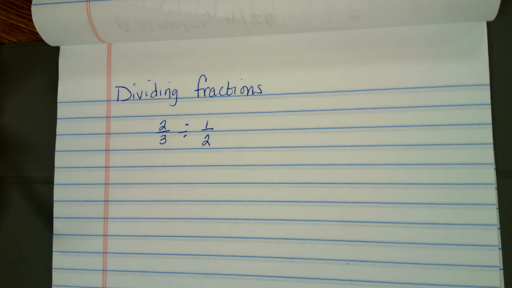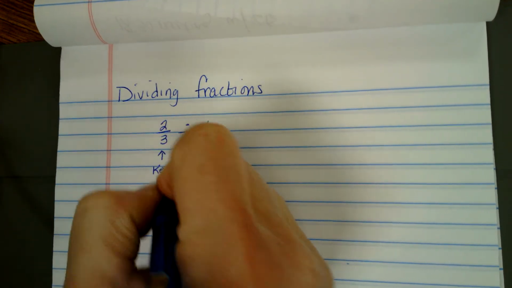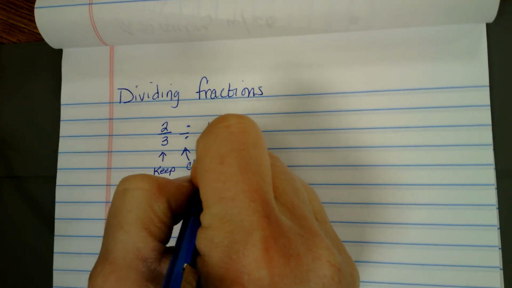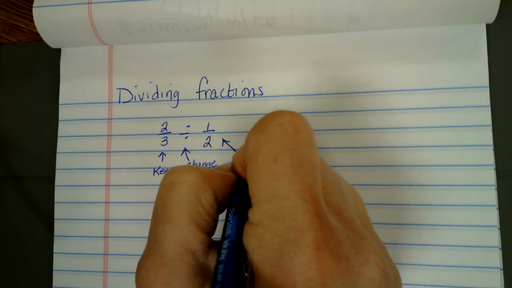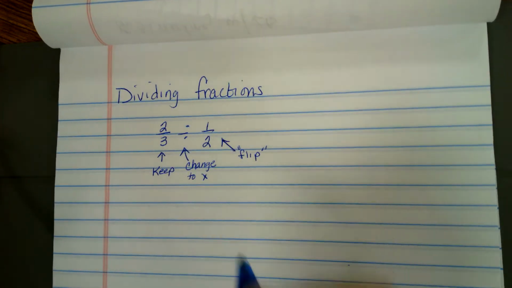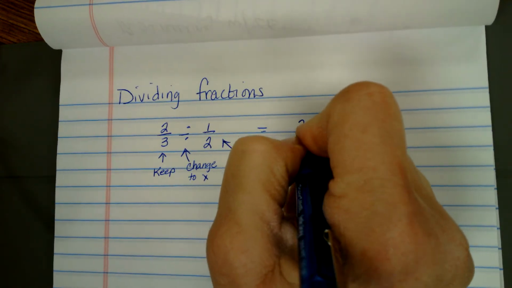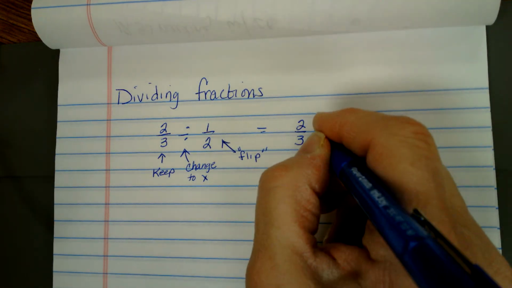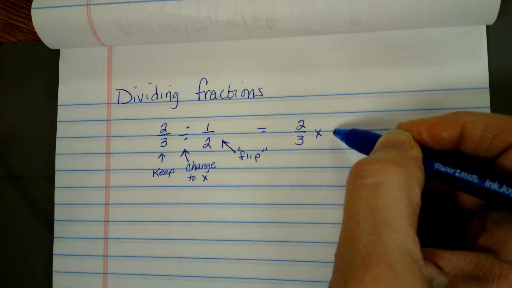What you do is you keep this one, don't change it. Change the divide to times, and then flip this one. Take the reciprocal, okay? So this is going to become 2/3. Don't change the first one. Change the divide to times, and then you have to change the second one.